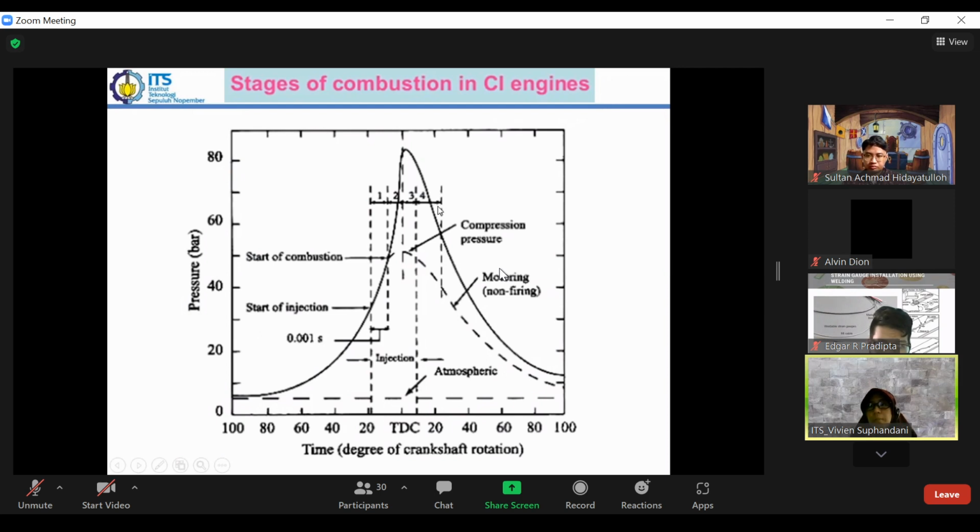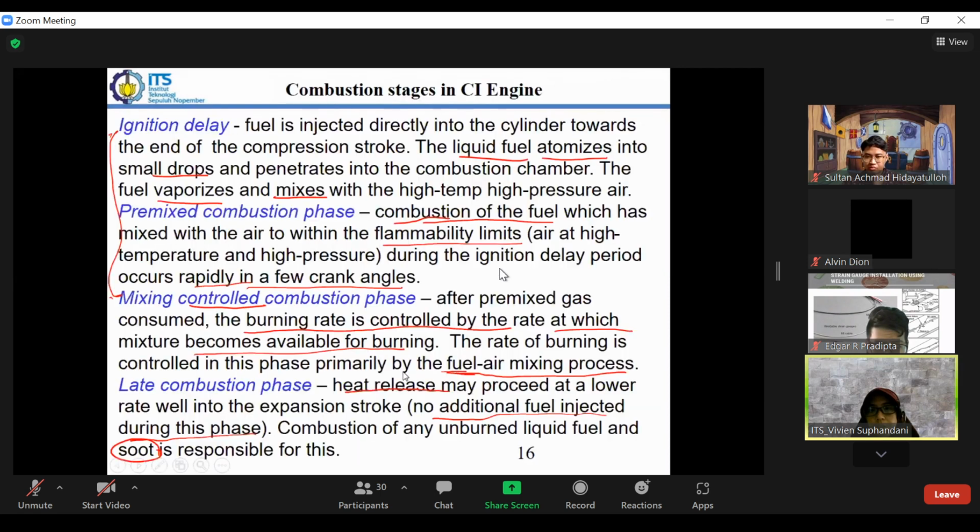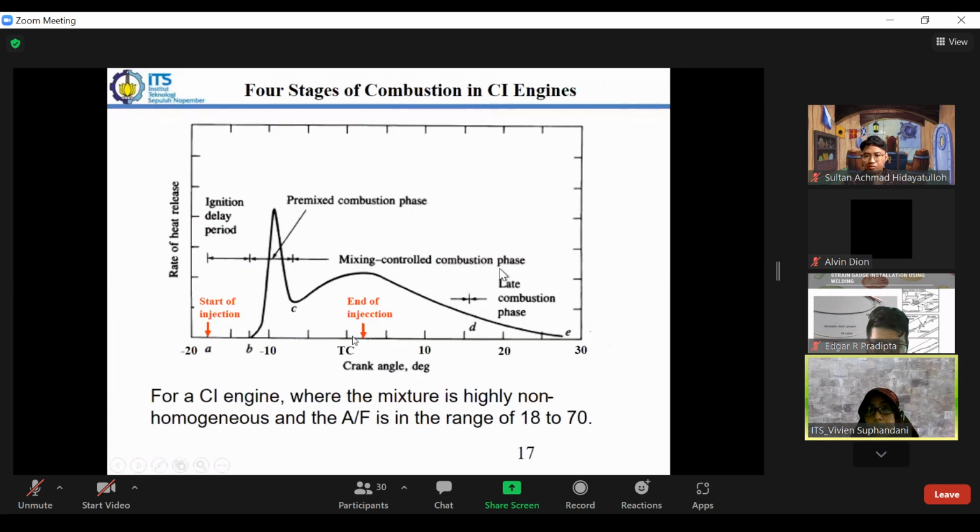Because here we still give fuel. In the CI engine we still give fuel after the top dead center, as shown here. We end the injection after the top dead center. So this phase is the mixing controlled combustion phase. And the after-burning or late combustion phase here is similar to the after-burning process in the SI engine. So more or less similar.